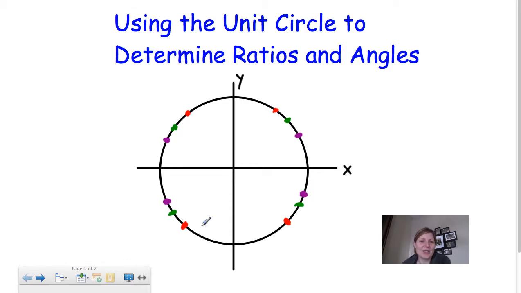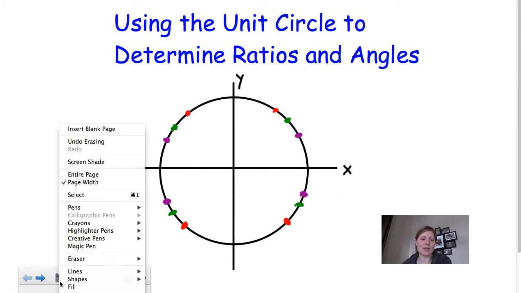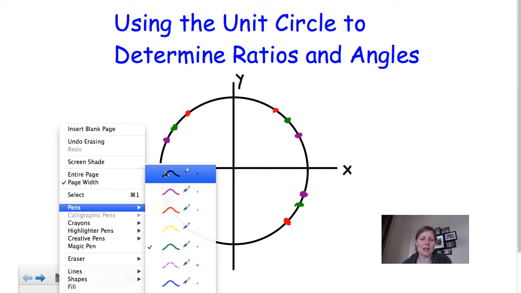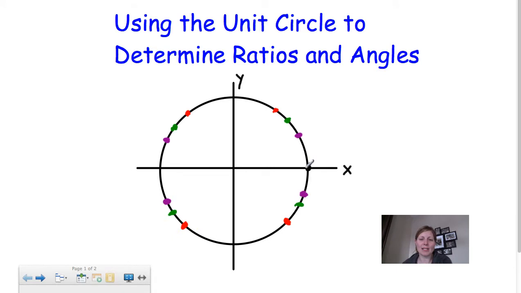We're going to use the unit circle to determine ratios and angles. And in class, we talked about determining the values of the unit circle at different points along the circumference of the circle. So the first values that we determined were these points on the axes. Because this is 1 unit, the radius is 1 unit, the x value here is going to be 1, the y value is going to be 0.